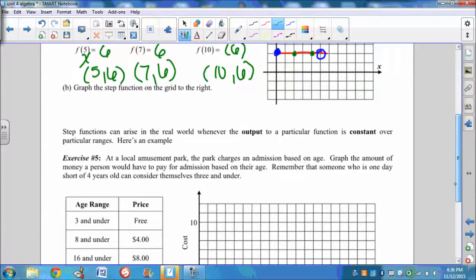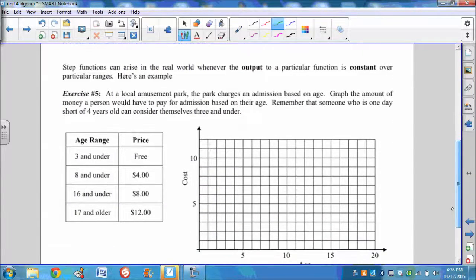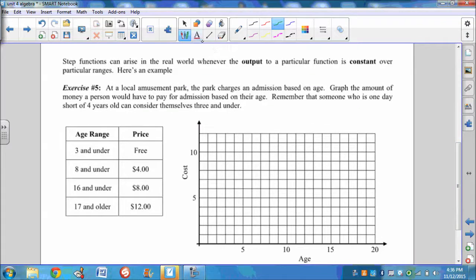Okay. So it says step functions can arise in the real world whenever the output to a particular function is constant over particular ranges. So here's an example. At a local amusement park, the park charges an admission based on age. Graph the amount of money a person would have to pay for admission based on their age. So here's a real life example of this.